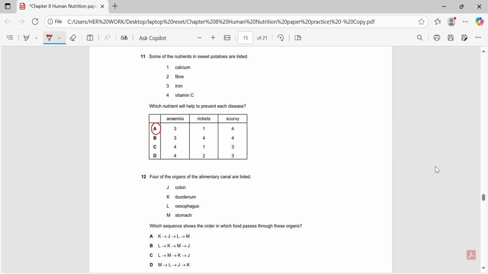Four of the organs of the alimentary canal are listed. J colon, K duodenum, L esophagus, M stomach. Which sequence shows the order in which food passes through these organs? So, food moves through the digestive system in this order, esophagus to stomach to duodenum to colon, which matches option C perfectly. So, C is the correct answer here.